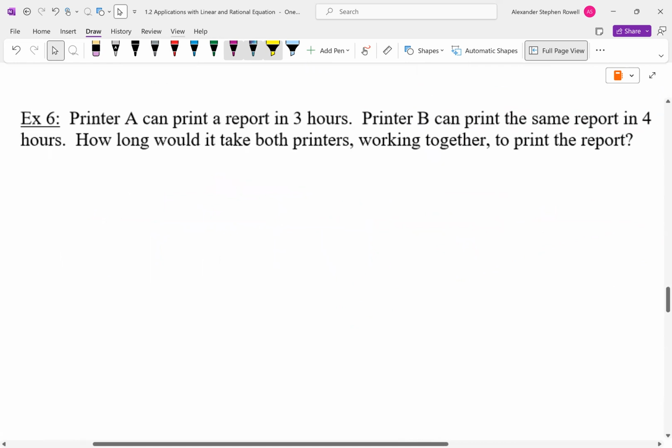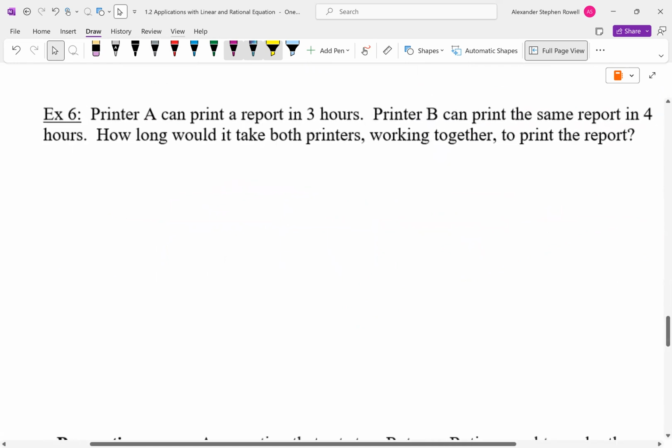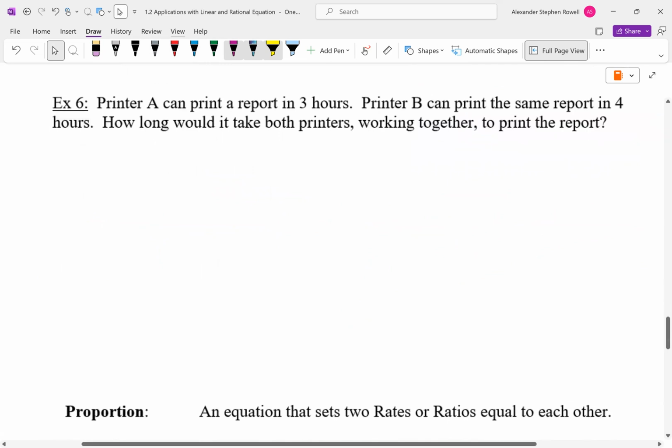Okay, now we have a work problem. Printer A can print a report in 3 hours. Oh, I gave it away. That's a work problem. Well, sorry about that. Printer B can print the same report in 4 hours. How long would it take both printers working together to print a report? What gives it away that this is a work problem is that you have two things working together to complete one task. In this case, the task is to print a report.